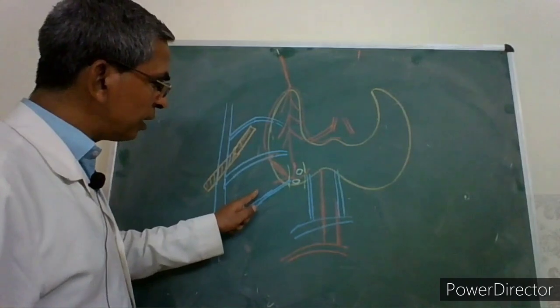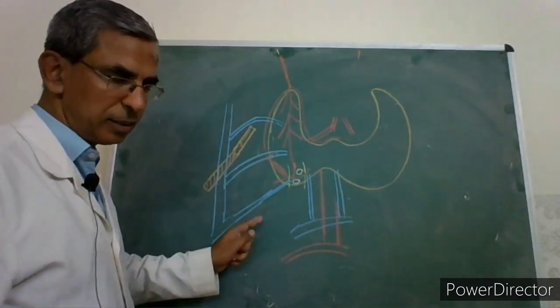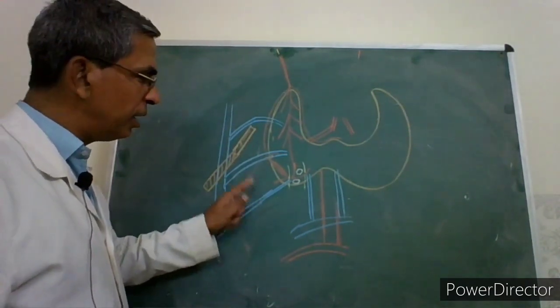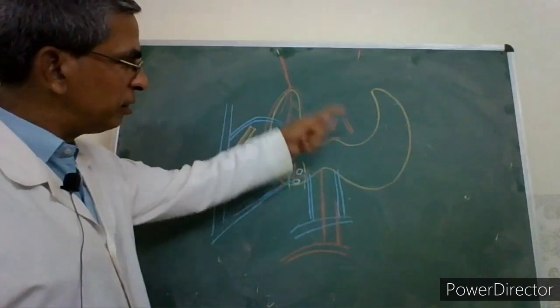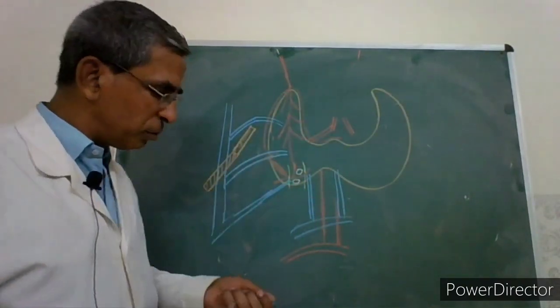In thyroid surgery, what happens? This vein of Kocher may be accidentally cut, so we have to take care. First see the vein of Kocher and tie it, and then we remove the thyroid gland. So this is the venous drainage of the thyroid gland.